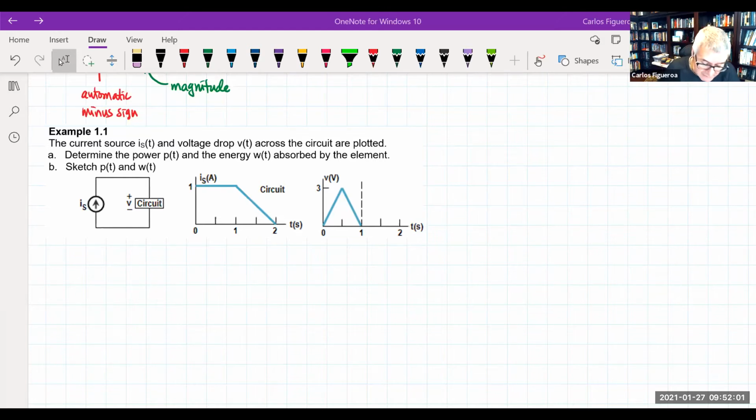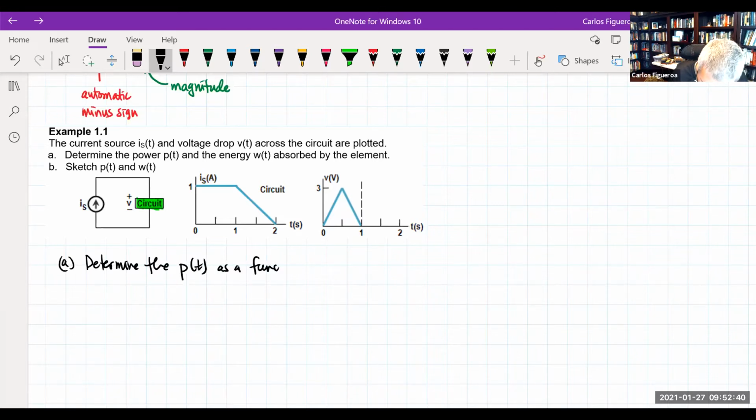So what you have here is a constant current source. And what you have right here is some load. This is the load. What we know here is that this load, because there's a current through it, will have some voltage, so we assume that these elements will have some voltage drop. And what they've done here is plot the current and plot the voltage. So the first part here is that we want to determine the power as a function of time.